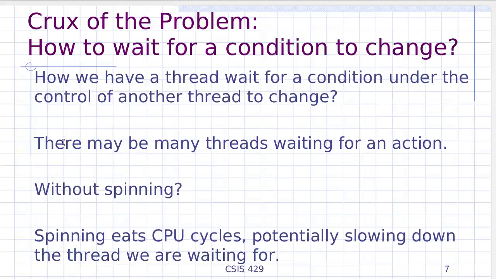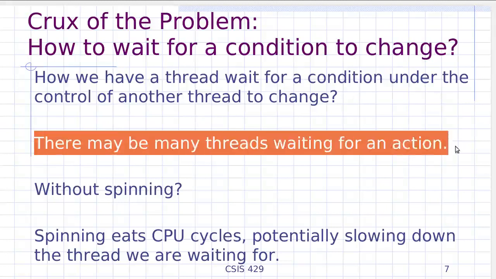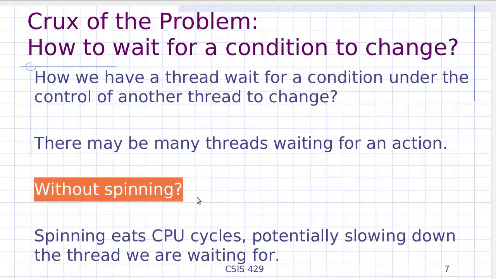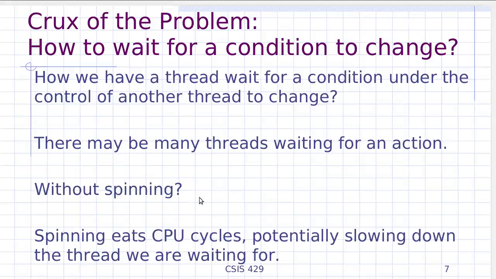So we looked at a very simple situation so that we can understand the problem, but just keep in mind that there may be many threads waiting for that action, and there may be many threads potentially changing or signaling. And so we want to keep that in mind. And how can we do this without using a spin wait?